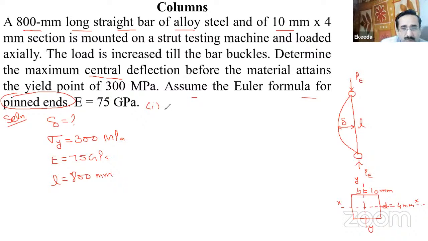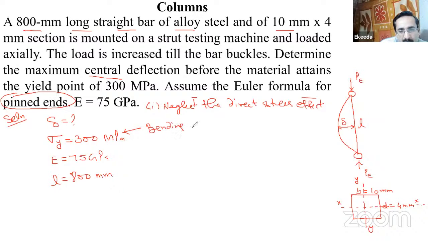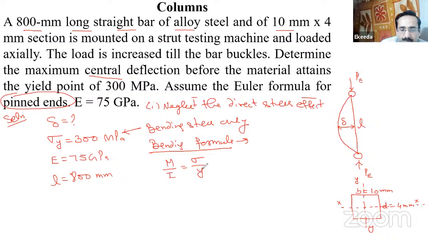So, if we neglect the direct stress effect, in that case, the failure may take place due to bending stresses only, right? So this is basically the bending stress in that case. This is the bending stress only. And you know the bending formula. What is bending formula? So we can find out through bending formula that M by I is equal to sigma by y, right? M by I is equal to sigma by y.